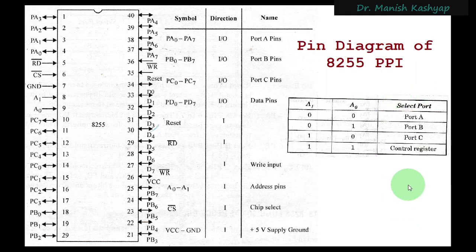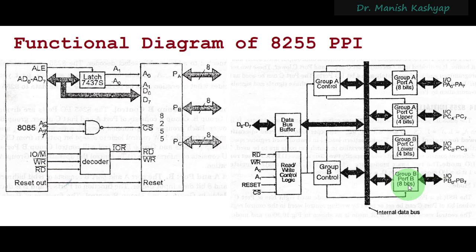Now let's have a look at the functional diagram of the 8255. On the right hand, you can see the functional diagram of the 8255 programmable peripheral interface, right? You can see that there is this group A. Group A means there will be this port A, and port C's upper 4 bits are also there. So this is your group A. Port A is of 8 bits, and this upper portion of port C is there. These two combined form group A.